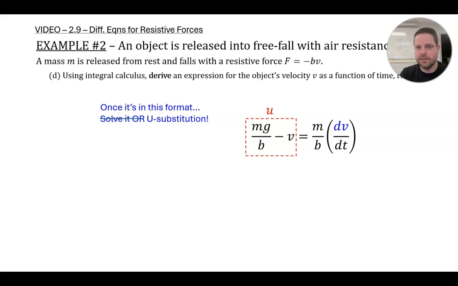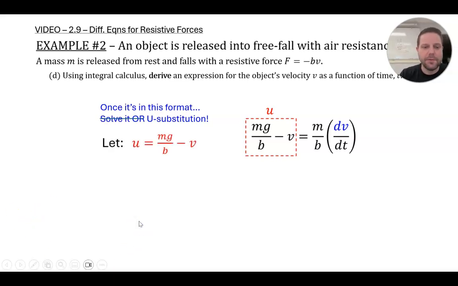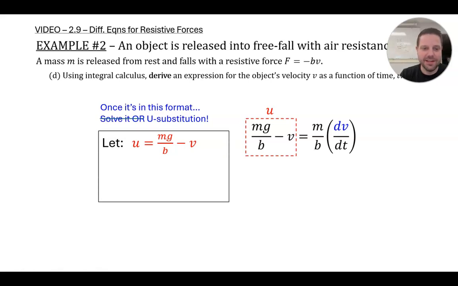That makes the decision making a lot easier. When we let u equal mg over b minus v, we then have to define our du. We take the derivative of this with respect to v and get negative 1, because the derivative of the constant is 0 and the derivative of v is negative 1. That means dv is going to be equal to negative 1 du.